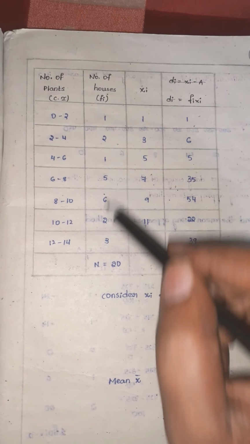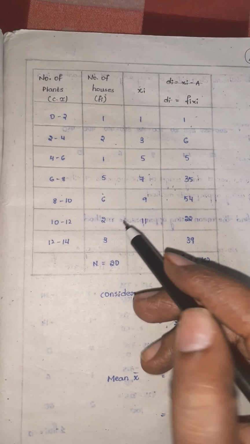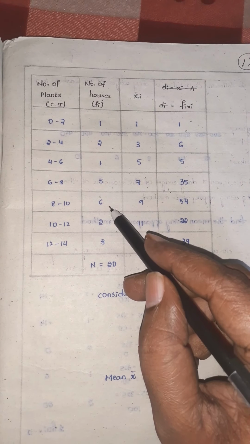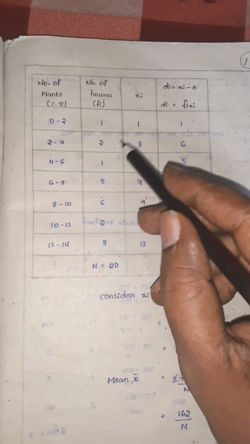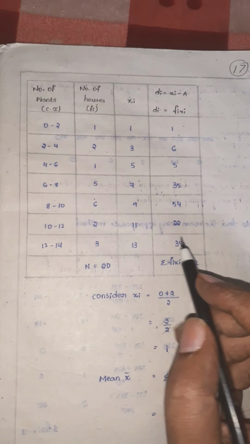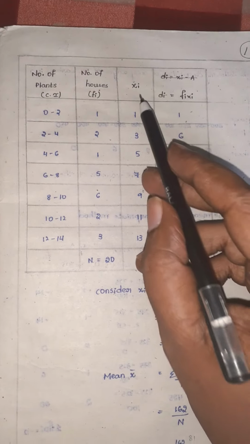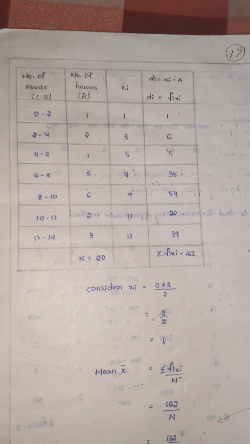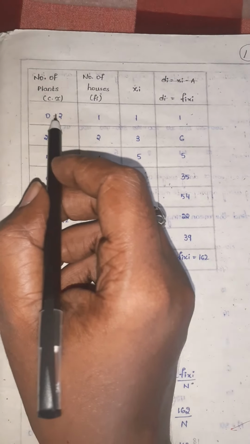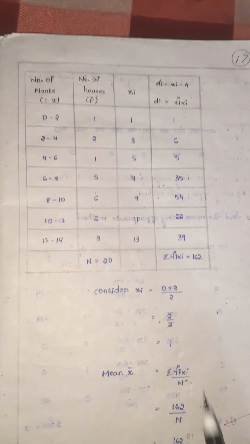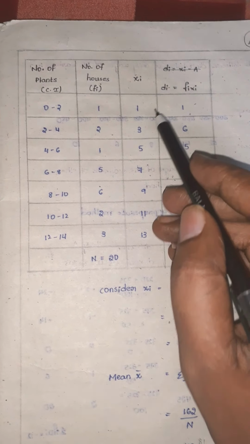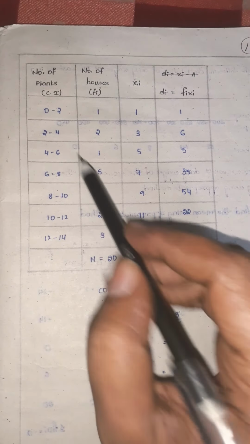Meanwhile, first we will see capital N, which is the sum of all the frequencies. 3 plus 2 is 5, 5 plus 6 is 11, 11 plus 5 is 16, plus 1 is 17, plus 2 is 19, plus 1 is 20. We got capital N value 20. Now we calculate xi using upper limit plus lower limit by 2. Here the upper limit is 2 and the lower limit is 0. 0 plus 2 by 2 is 2 by 2, which is 1.